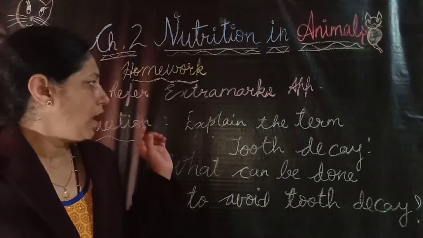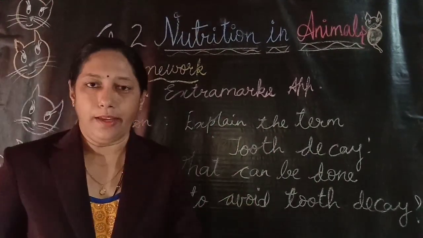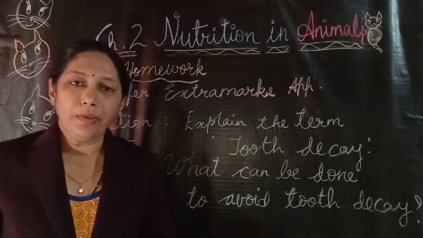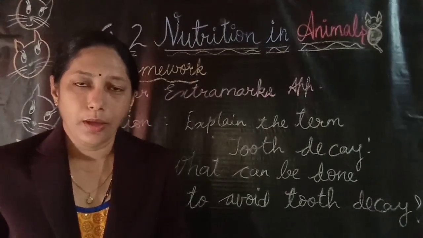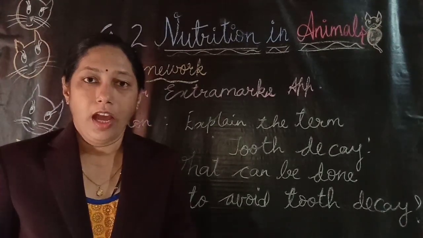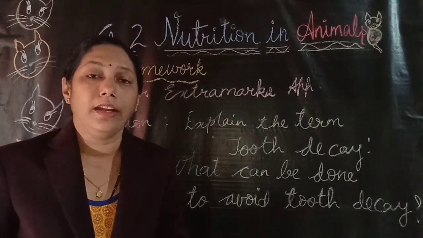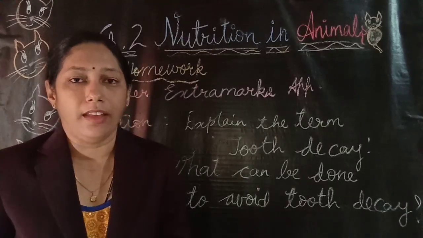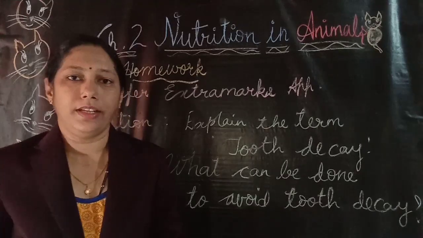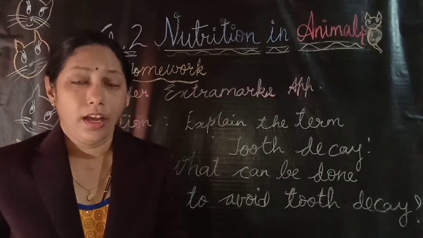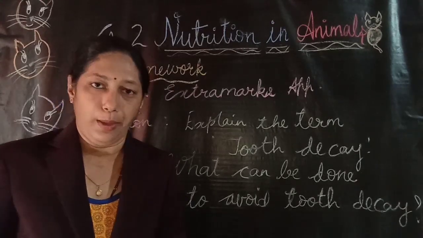The question was, explain the term tooth decay. What can be done to avoid tooth decay? The answer is, normally some bacteria are living in our mouth, but they are not harmful to us. But when we eat something, and if we are not cleaning our mouth after that, then some harmful bacteria will grow on the leftover food and they will convert the sugar present in the leftover food into acids. These acids will damage the teeth and that is known as tooth decay.